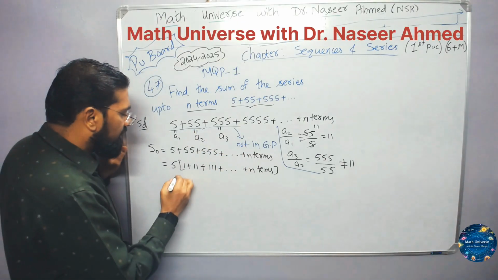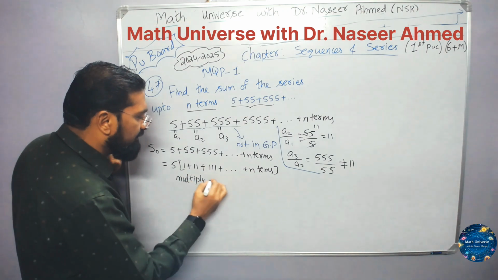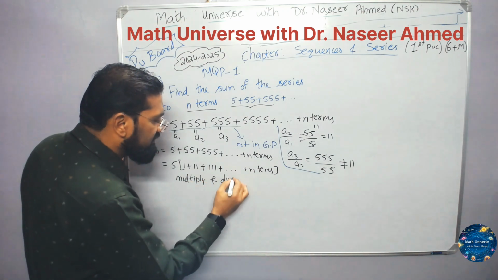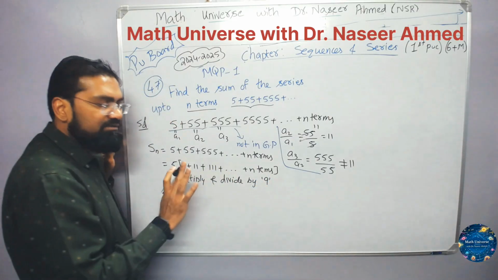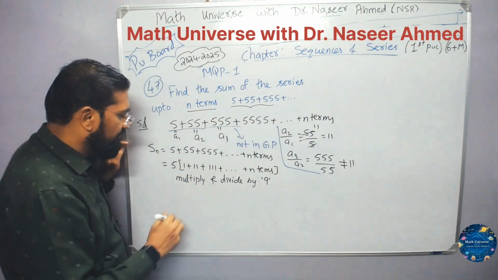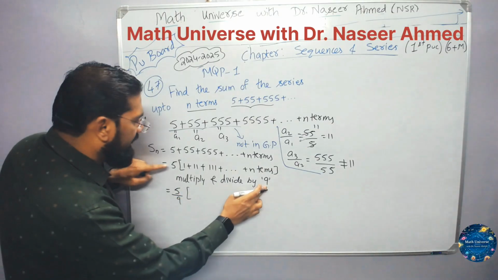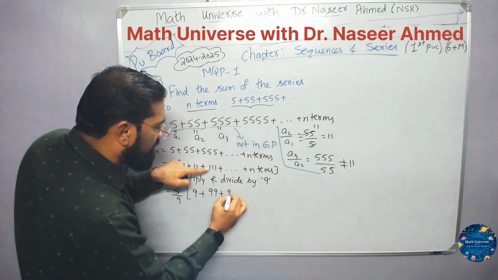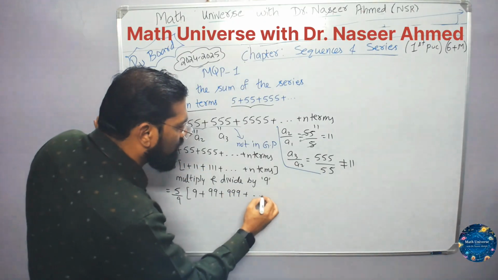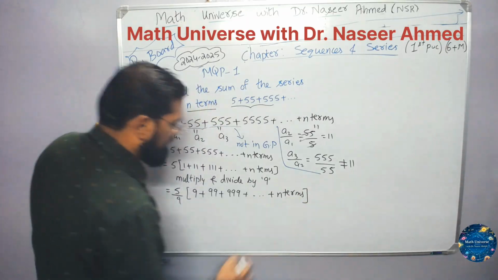Now what we will do? Multiply. Just listen for a minute, okay? Multiply and divide by 9. Just after 2 more steps, it will be very clear why we are doing this step. Okay? As soon as I divide and here multiply, 9 into 1 is 9, 9 into 11 is 99, 9 into 111, plus up to what? N terms. Like this I have to do for n terms.